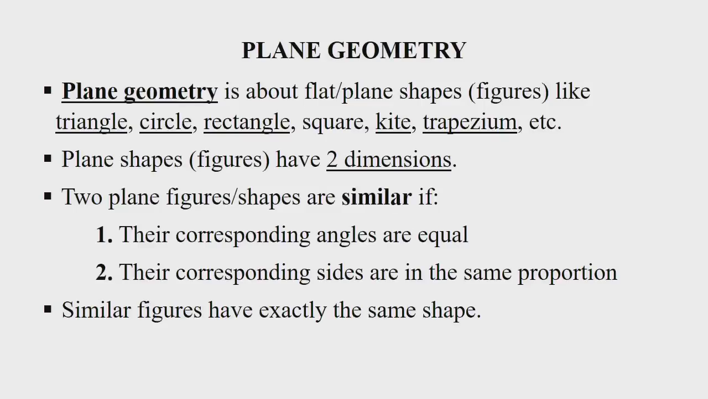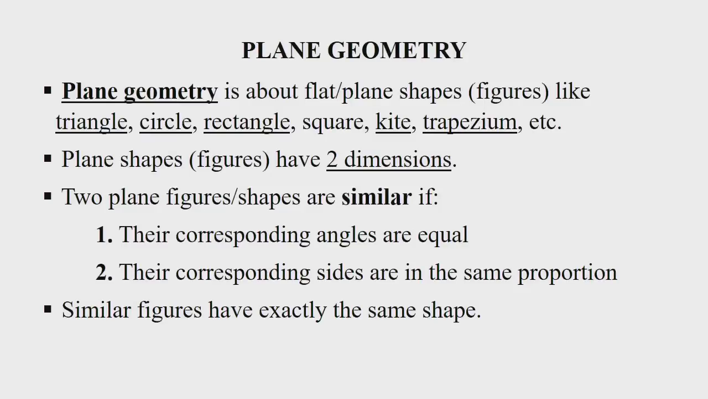Next, the second characteristic that we look at to determine if figures are similar, these shapes, is that their corresponding sides are in the same proportion. What do we mean? If this side is 2 centimeters, this one will be 4 centimeters. If this one is 5 centimeters, then this will be 10 centimeters. How will we know that they are in proportion?